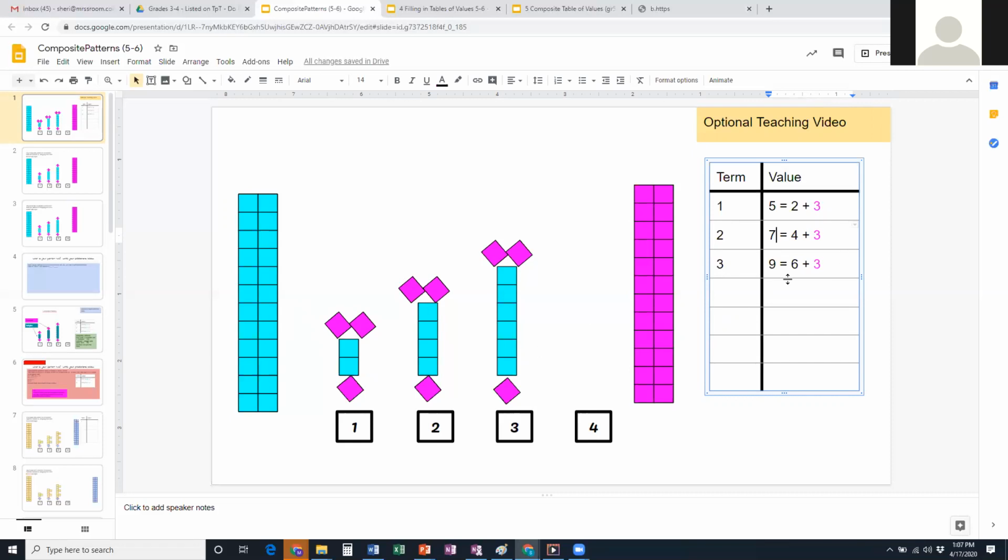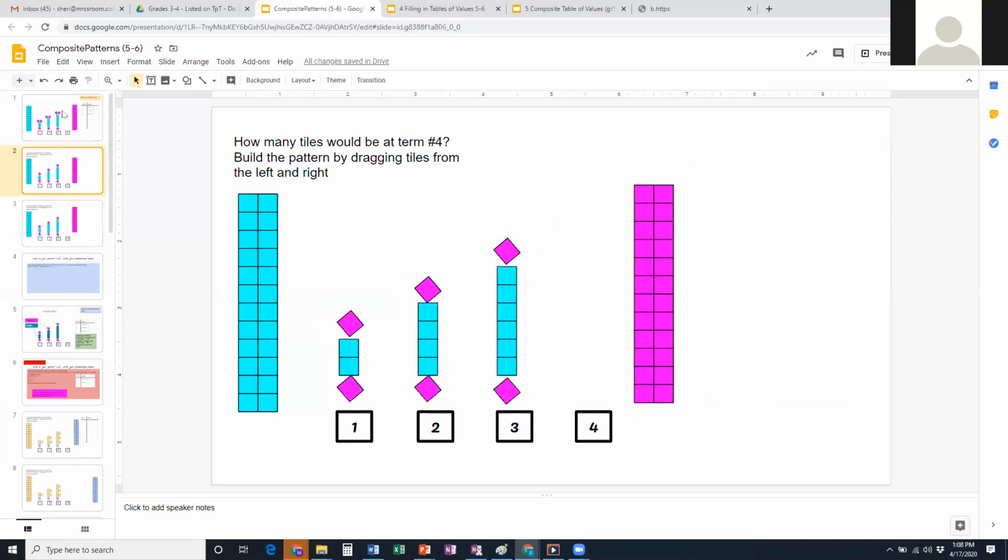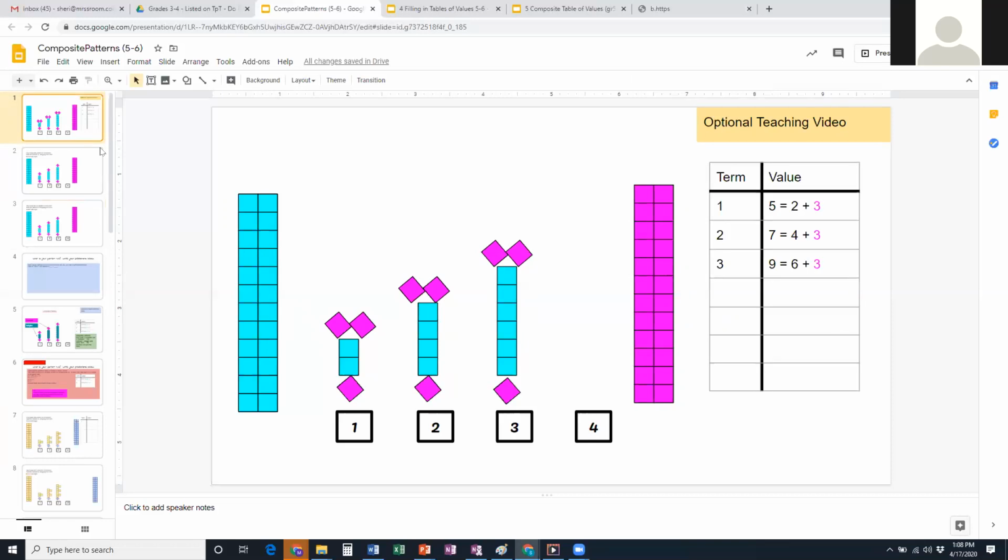So when you're looking at this, I encourage you to build them in 2 colors. So you'll notice all the slides have 2 colors. And please continue that, because that does make it easier to see both the constant and the multiplier.